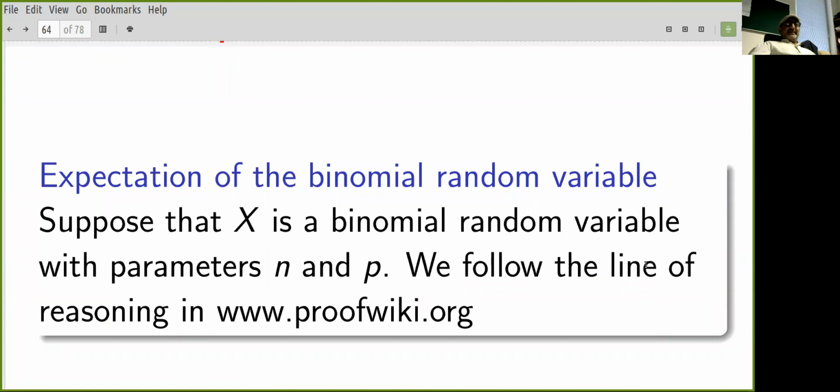What is the expectation of the binomial random variable? Whenever we have a random variable, we would like to know its expectation. We would like to know its variance. We might actually want to know more information, but at a minimum, I would like to know its expectation and its variance.